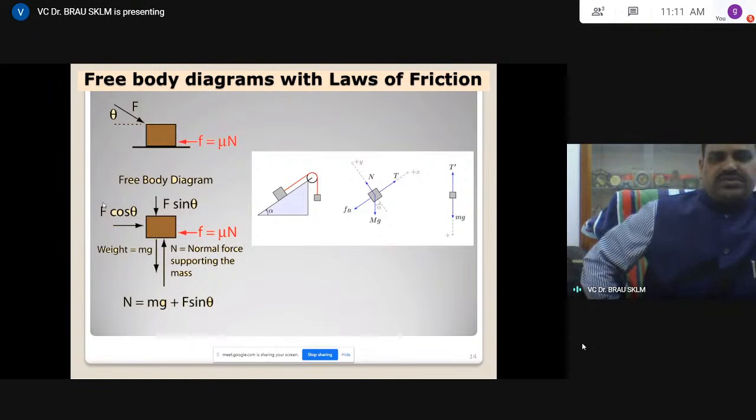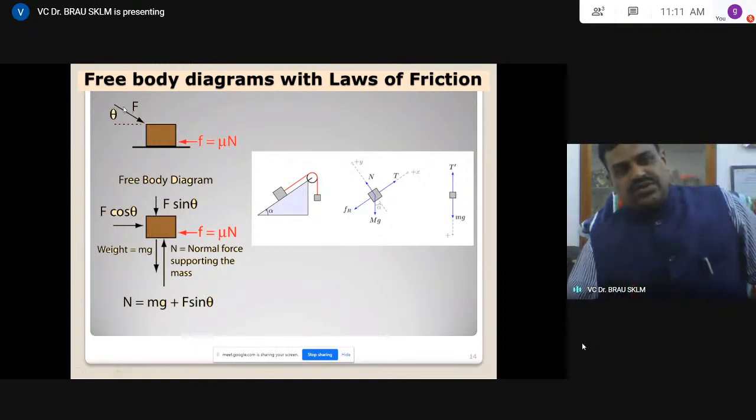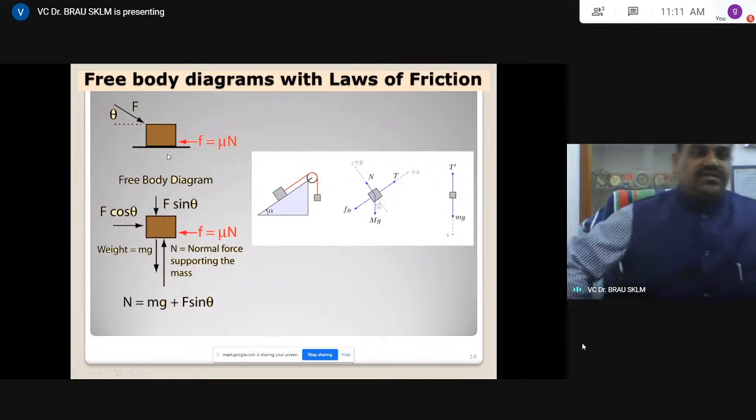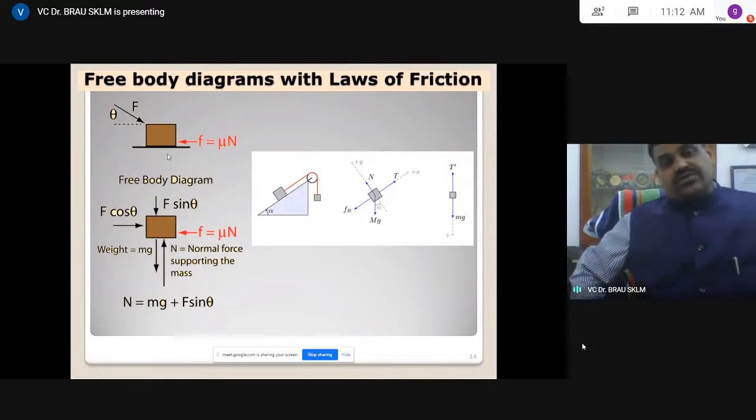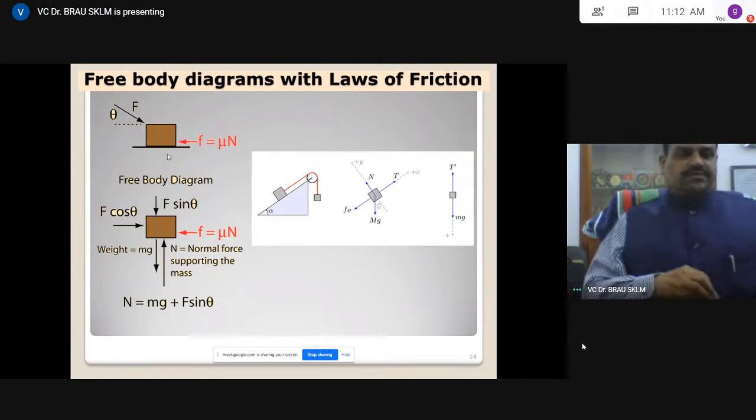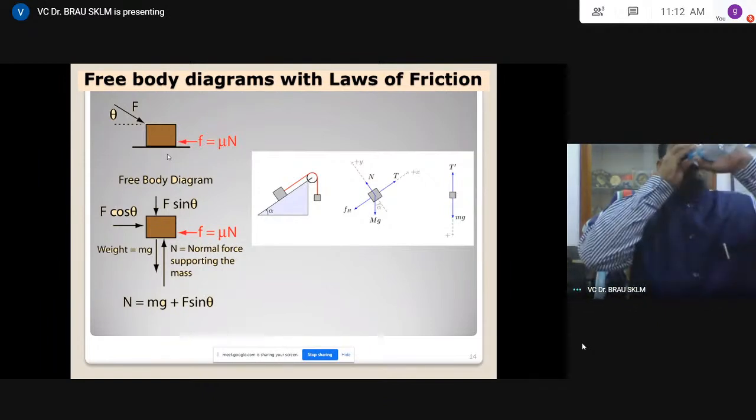Because here there is no question of perpendicular distance. The three forces, this is one, this is second, and the reaction is third, form a concurrent system and intersect at one point. That's why there is no need for a moment equation here. Okay?